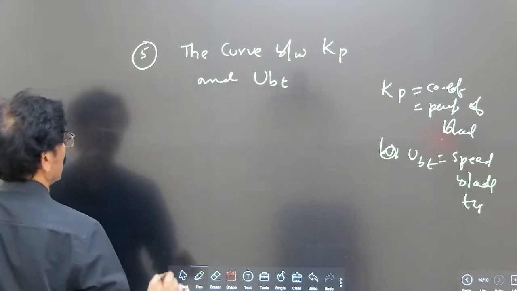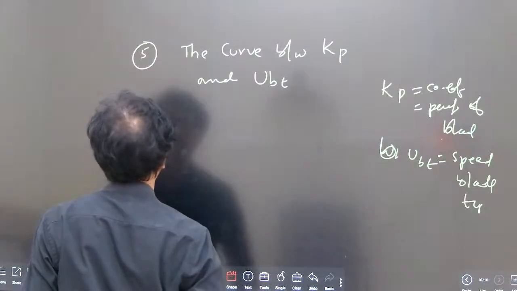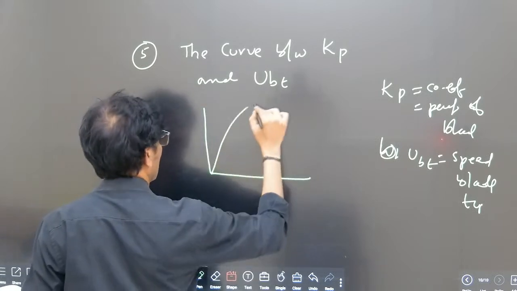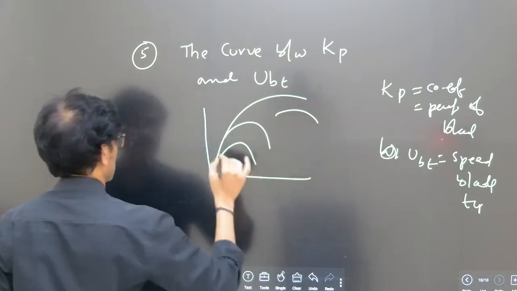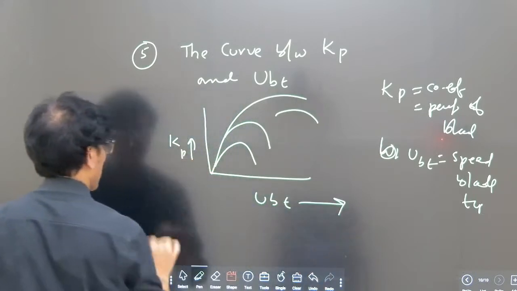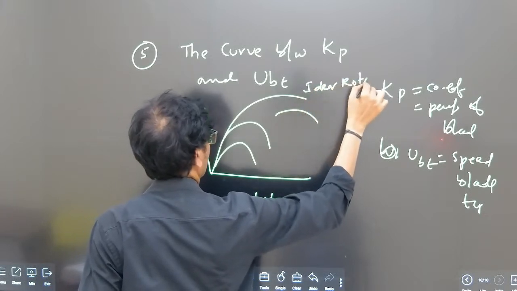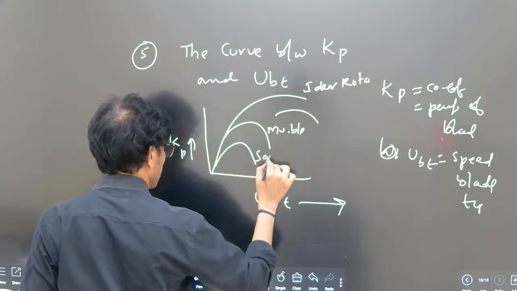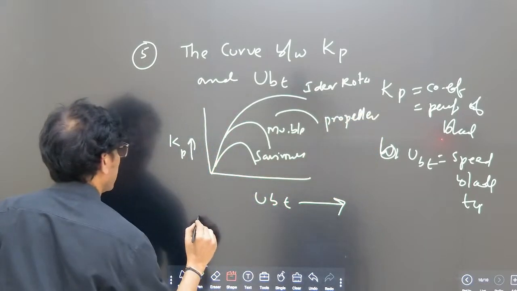Okay. So I will give the curve here. You will get the question also. The question is also like this. So see the question. In this we need to identify which one is the best one. 1, 2, 3 and 4. Okay. So here it is, this direction KP, this is UBT, x axis and y axis. So this is ideal rotor, multi-blade, single blade, and propeller.